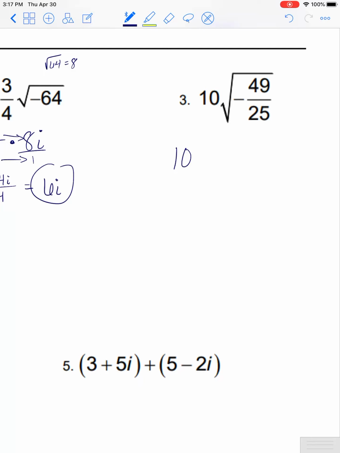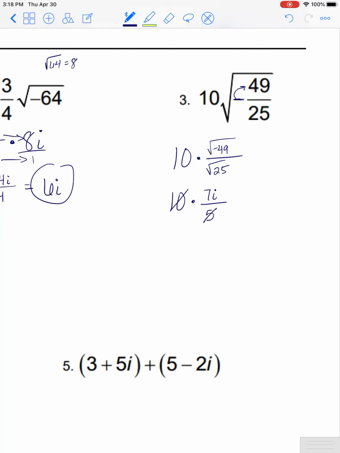For number 3, this one can be a little tricky, just the way it looks. So I have 10 times, now I'm going to split this up. Now this negative here, I'm actually going to put with the top number. So the square root of negative 49 over the square root of 25. Now if I go to simplify this, I get 10 times 7i over 5, because the square root of 25 is 5.